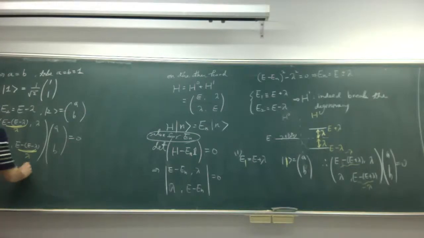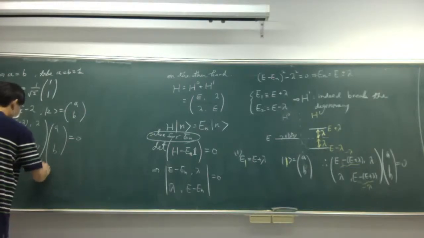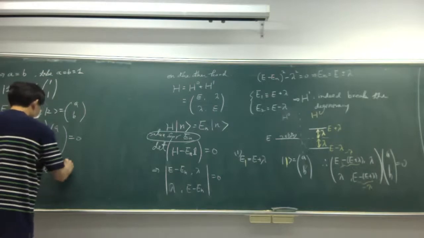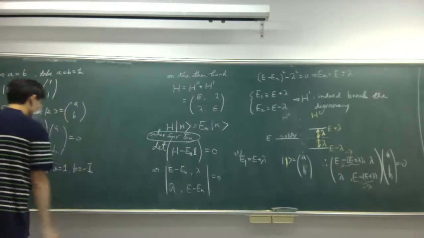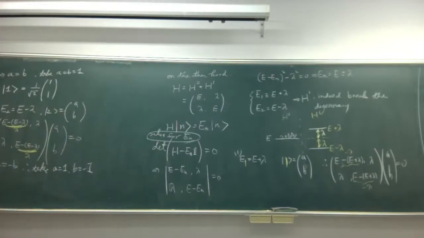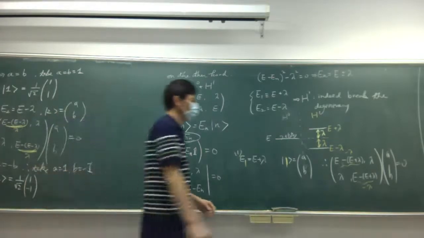So I take A equals 1, B equals minus 1. And I can write my |2> equals 1 over square root 2, it's a normalization factor, and (1, minus 1). This is my second eigenstate in this case.